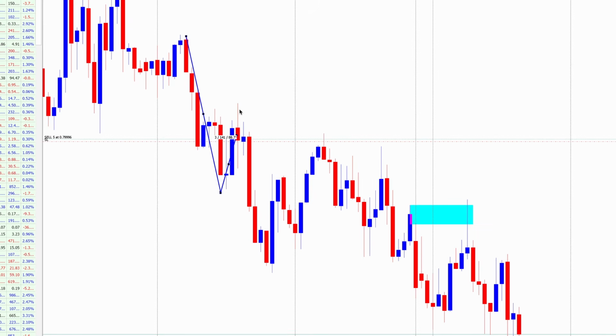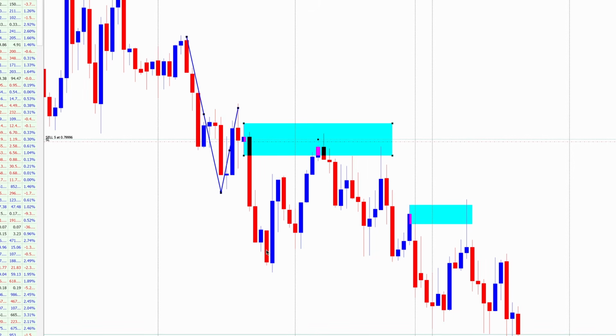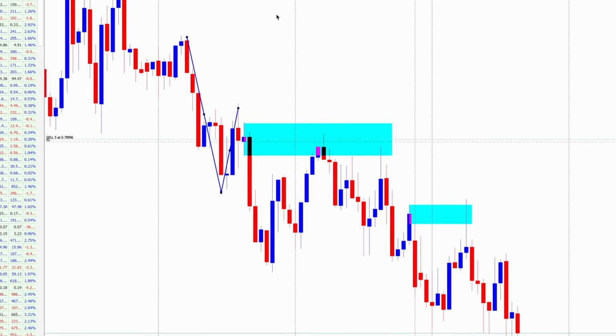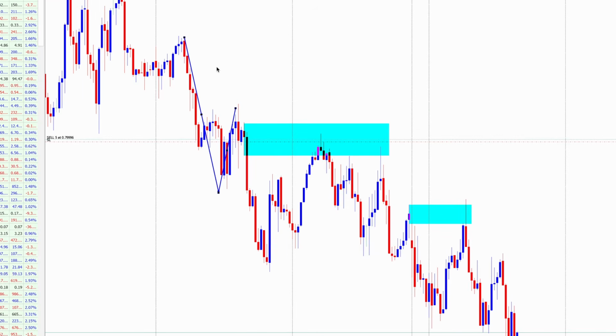When this pullback happened, we can identify the strong sharp move away given at this area right here. So what we're going to wait for is for price to move away, as you can see on this chart right here, from that supply zone and make its way back to the supply area, which is strong. Remember, we look to enter these areas as institutions place their orders at these points.